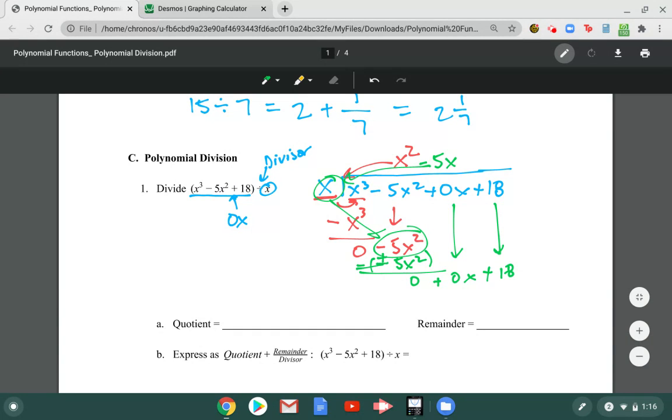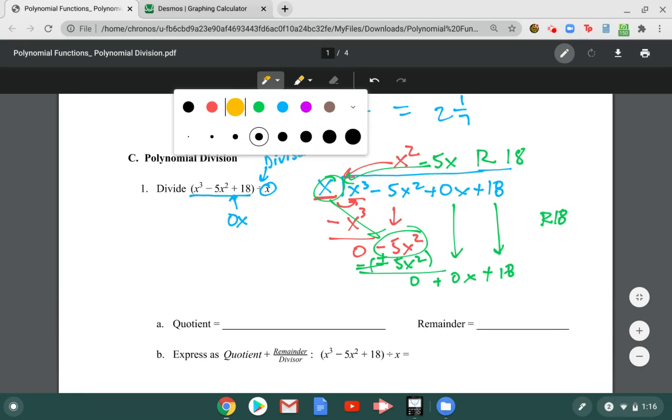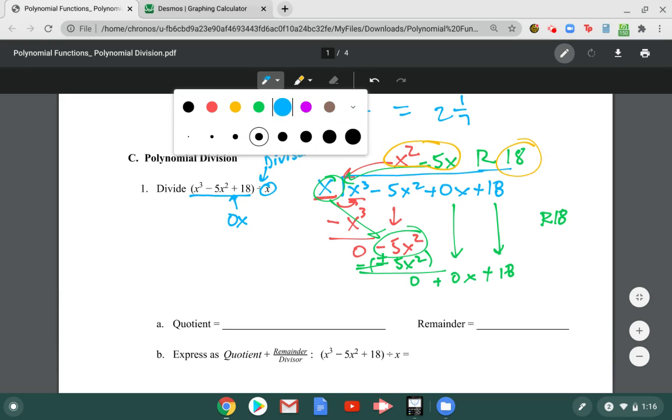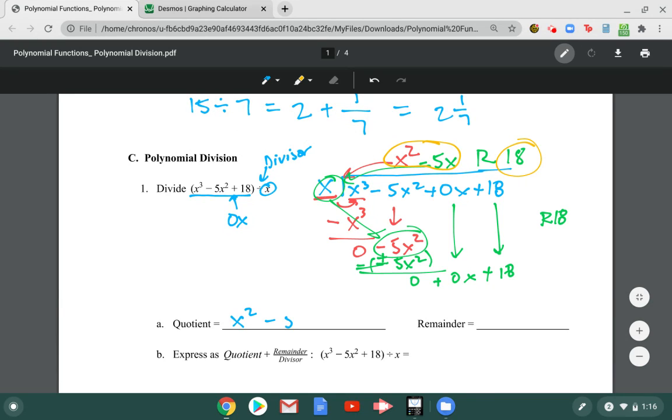So what I end up with is a remainder. I could write like R18, but that's not really meaningful when it comes to polynomials. So let's go ahead and write our answer. Actually, let's circle the answers here. So first of all, this right here is my quotient. This is my remainder, just like it was with our numbers. So my quotient is x squared minus 5x, remainder is 18.